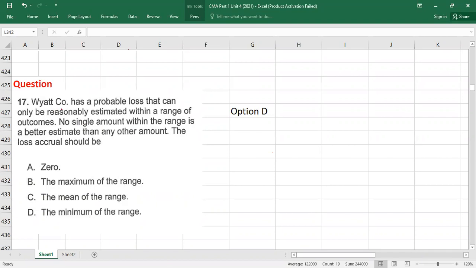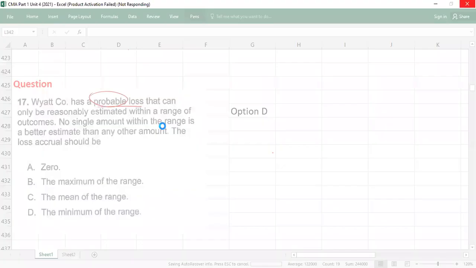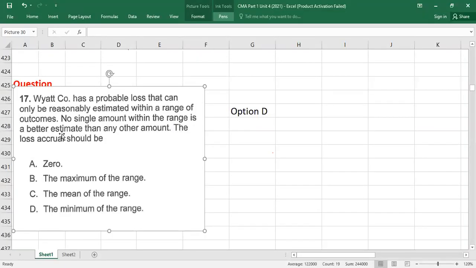Here they're saying W company has the probable loss. The word probable. That can only be reasonably estimated, right? Reasonably estimated, guys, within the range of outcome. The company probable loss can only be reasonably estimated within a range of outcome. No single amount within the range is better estimate.